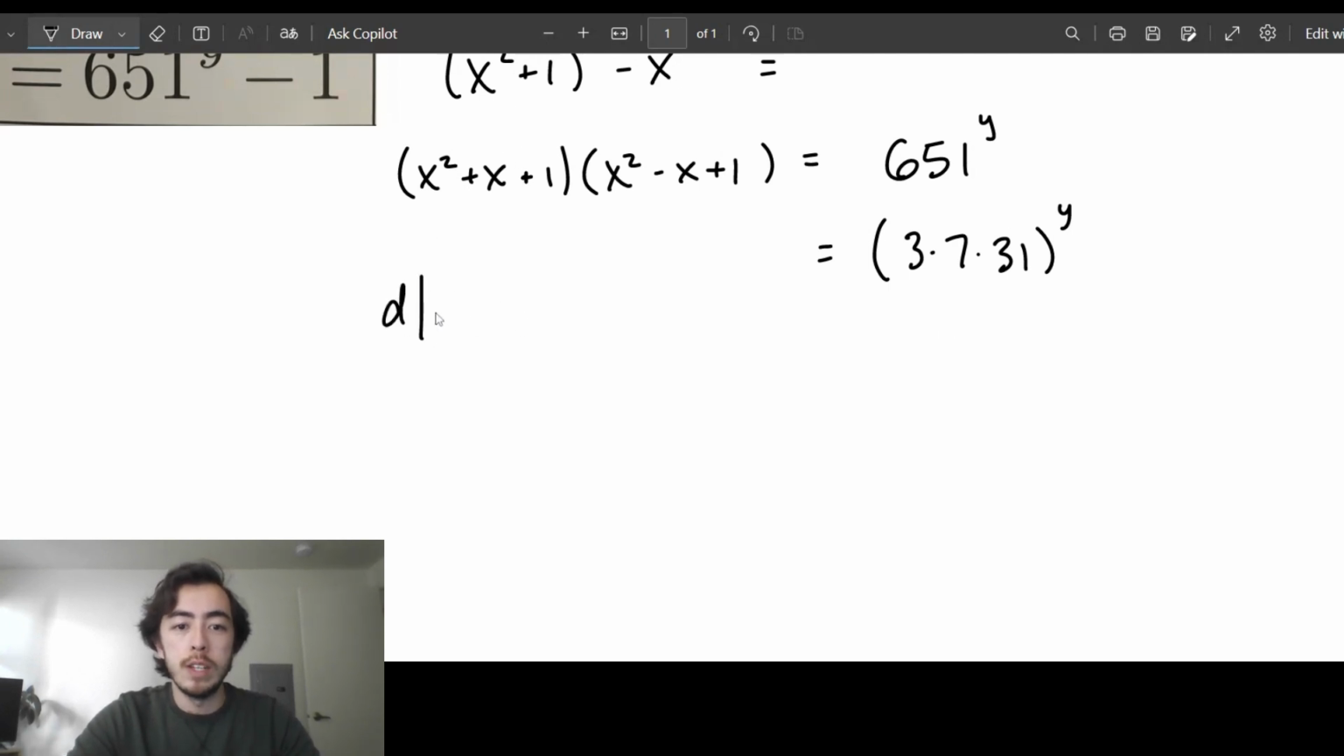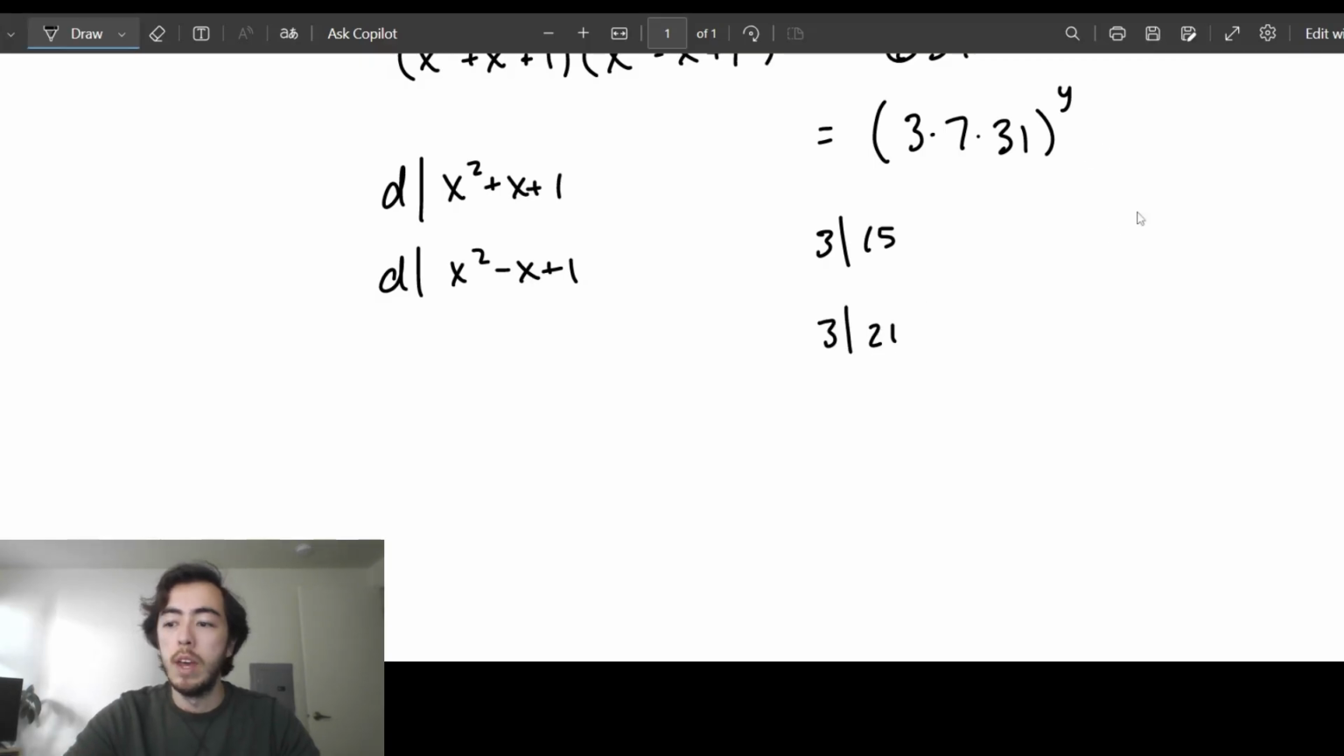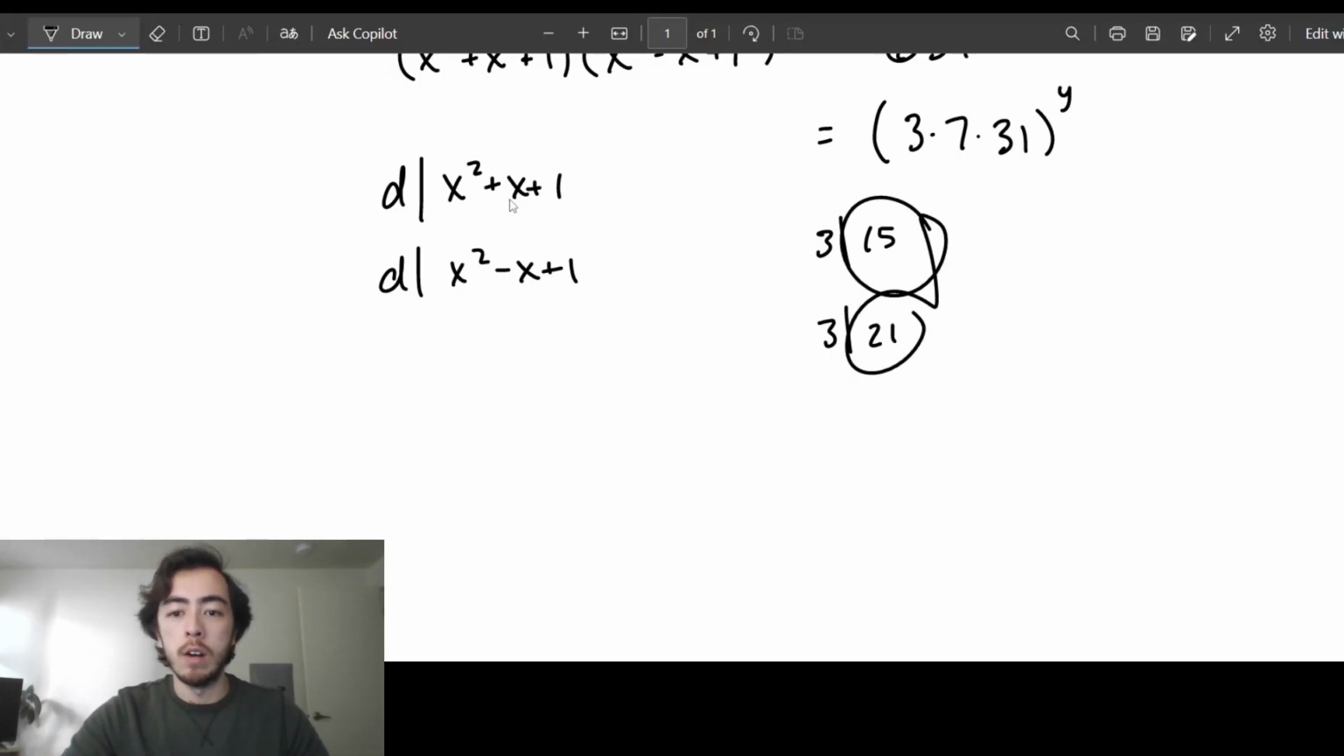So we'll assume that d divides x squared plus x plus 1, and also d divides x squared minus x plus 1. To just use an example with actual natural numbers for a sec, we could say that 3 divides 15, and 3 also divides 21. And one fact is if you have two numbers that are divisible by another, their sum and difference are also divisible by that number.